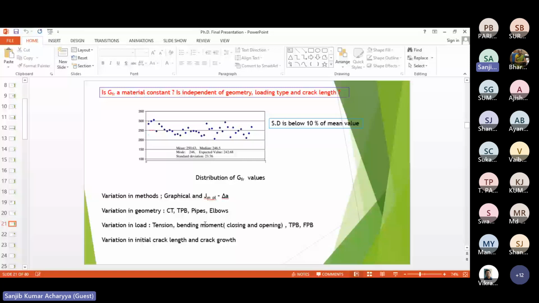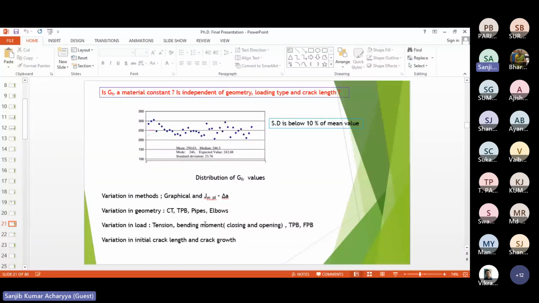It can be independent of geometry, loading type, and crack length. But why do we require these data? Ultimately, we require these data to simulate the load deformation characteristics for a growing crack, where crack growth will be there. So how far is GFR capable of simulating the experimental curve with growing crack? How far is GFR capable of predicting the load versus LLD curve and the crack extension, because it is a crack growth parameter? That is to be tested.